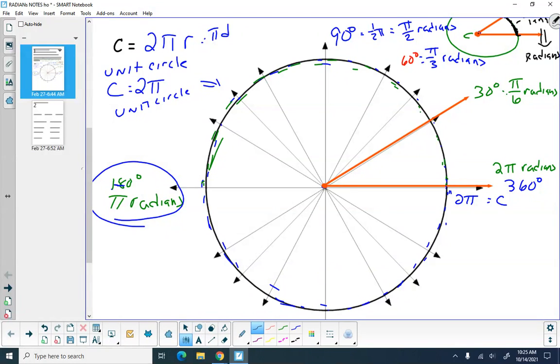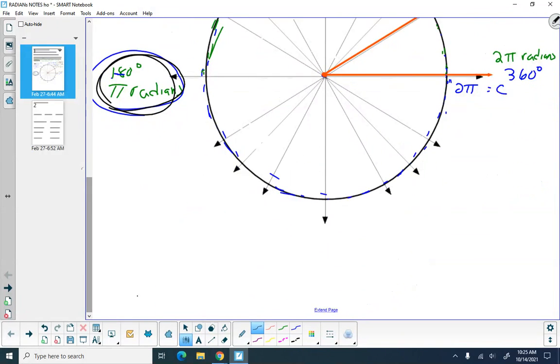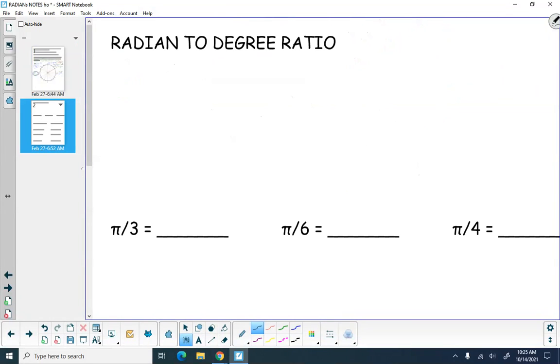Let's do one last one, 45 degrees. 45 degrees would be what number of radians? Not 4, pi over 4. Would be pi over 4 radians. The key idea is this: 180 degrees is pi radians, remembering that. Now we have a ratio or a proportion that we can utilize to be able to solve to convert any degree to radians or radians to degrees.